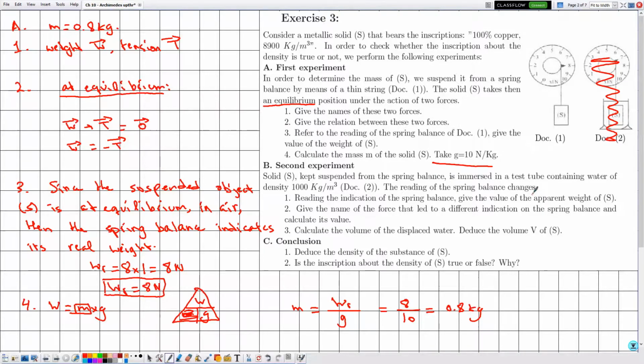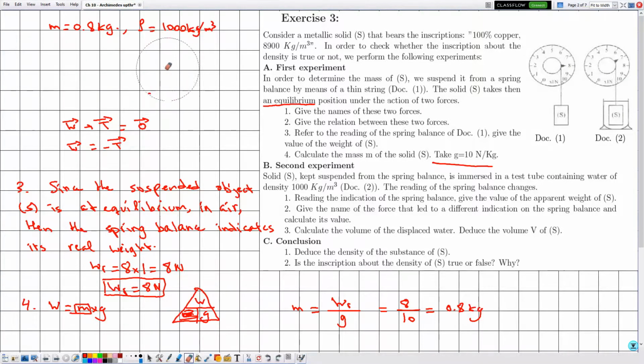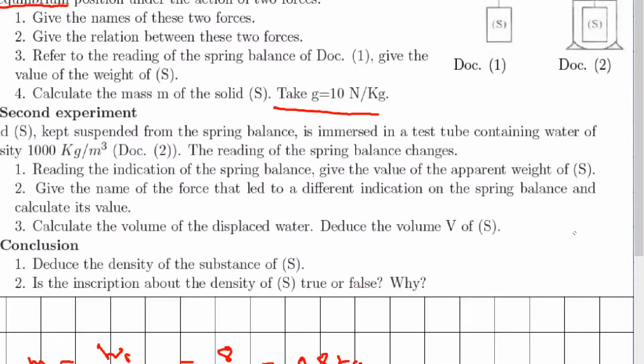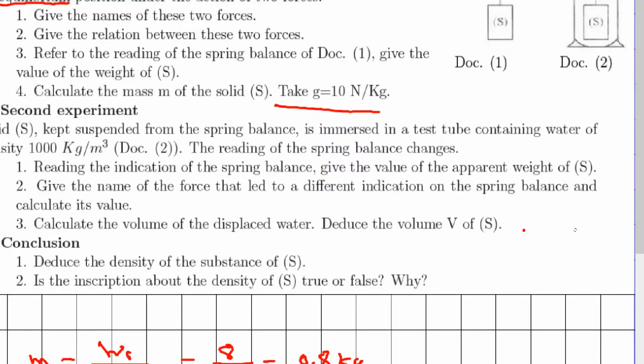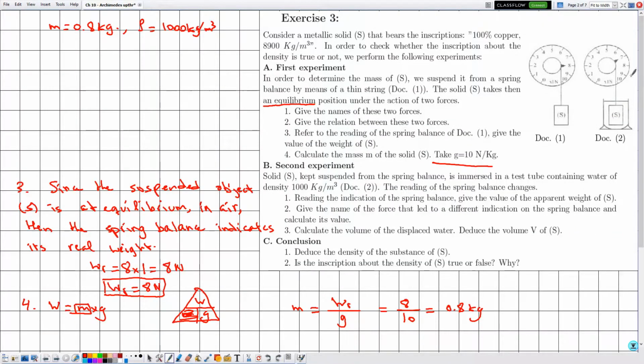Now, second experiment: solid S, kept suspended from the spring balance, is immersed in a test tube containing water of density 1000 kg per meter cube. So the density of water is 1000 kg per meter cube. They mentioned document 2, so now we are allowed to use it. The reading of the spring balance changes. Number 1, reading the indication of the spring balance, give the value of the apparent weight of S. They are already telling me that the spring balance indicates the apparent weight.